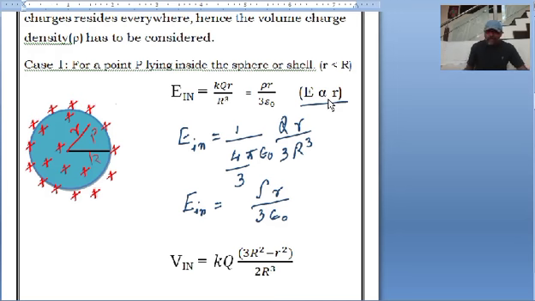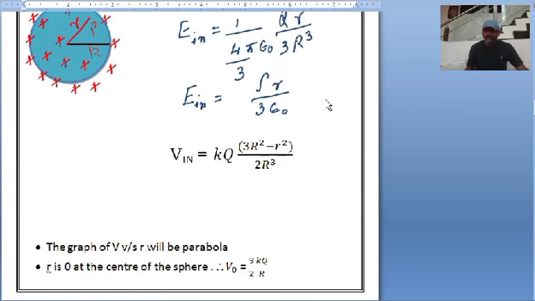Similarly, look at the equation for the potential. Notice that the potential at any point inside is given by this equation. Here K represents 1 by 4 pi epsilon naught, Q is the total charge on the sphere, small r is the distance of the point P which is inside from the center of the sphere, and capital R is the radius of the sphere.